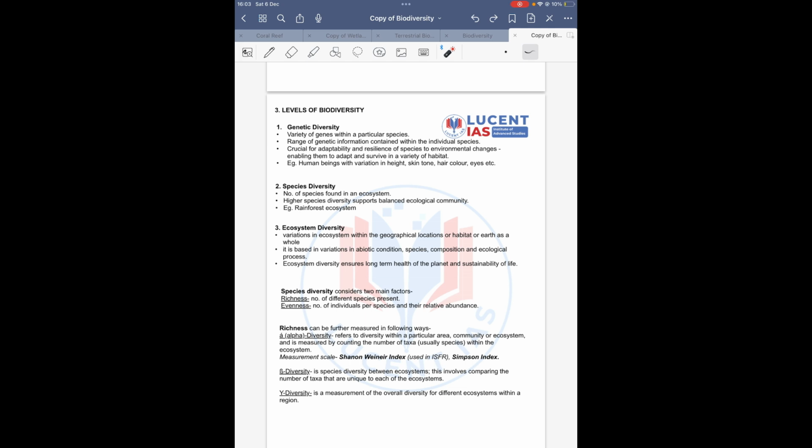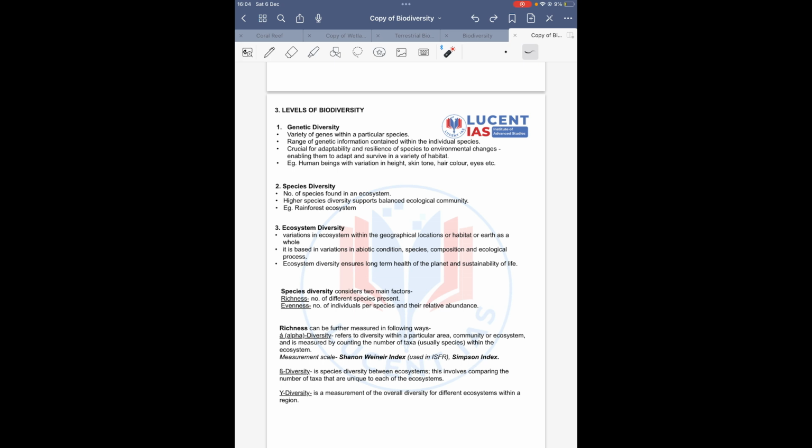Next is species diversity. Now, species diversity refers to the number of species found in an ecosystem. Higher species diversity means supporting a balanced ecological community, as we have studied earlier. An example of higher species diversity is the rainforest ecosystem. Next up we have ecosystem diversity. A variation in ecosystem within the geographical location or habitat or earth as a whole. So it is based on variation in abiotic conditions, species composition and ecological process. Clear? This is the ecosystem diversity.